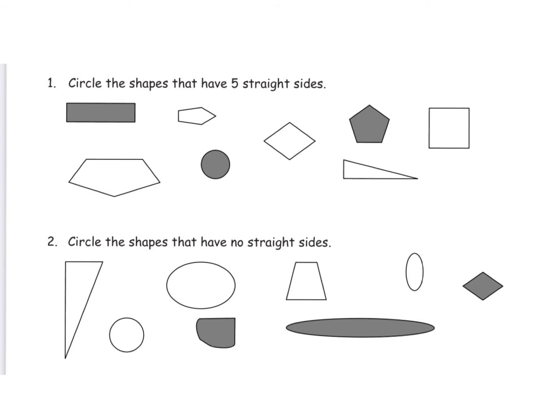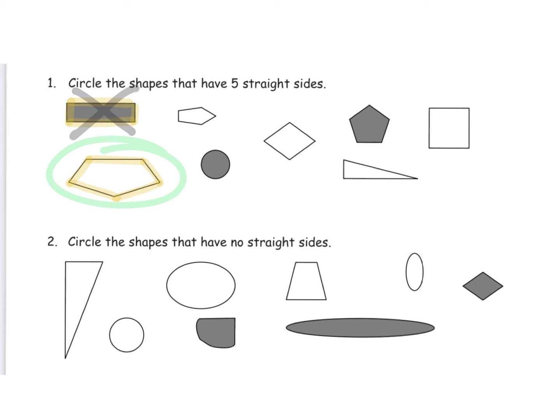This is the last example I'm going to work on with you guys today. So the first part is circling the shapes that have 5 straight sides. So I'm going to count all the sides of each of the shapes we have here. 1, 2, 3, 4. So this rectangle does not have 5 straight sides, so we can cross it off. Our next shape has 1, 2, 3, 4, 5 straight sides, so we can circle it.